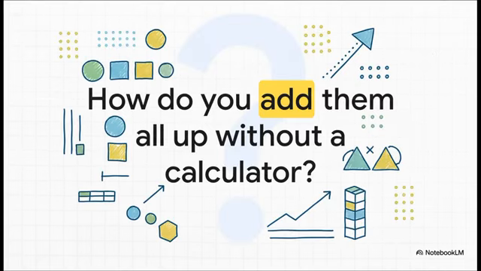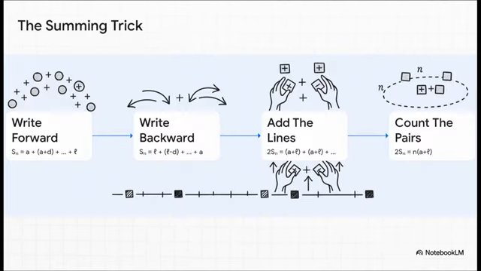Finding one term is cool, but what if you need to add the first 100 terms, or the first 5,000? There has to be a better way than just mashing buttons on a calculator for an hour. And of course there is. And it's one of the most elegant little tricks in all of math. Okay, get ready, because the genius of this is just wow.